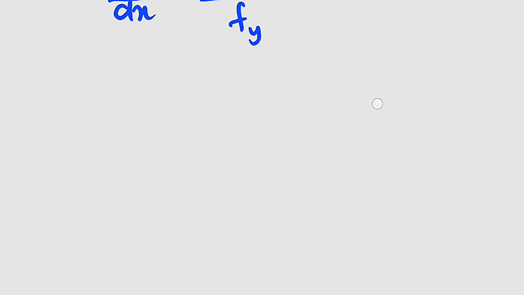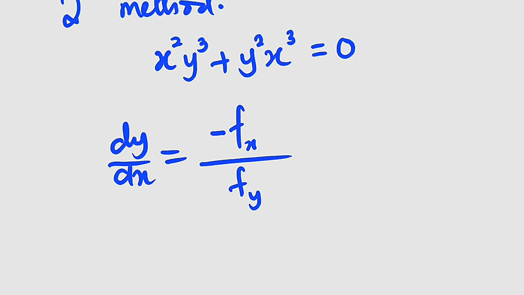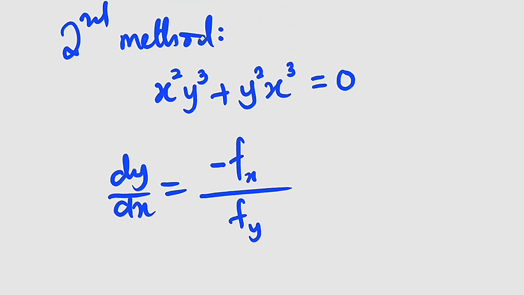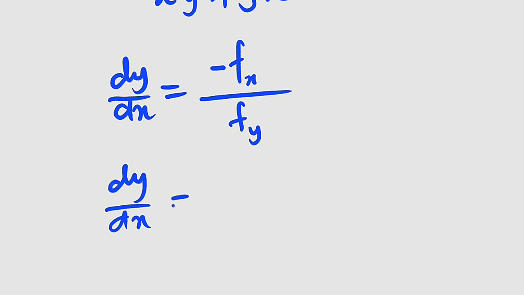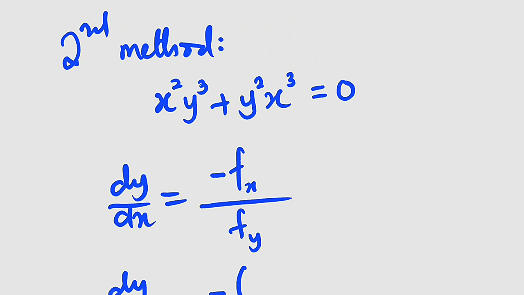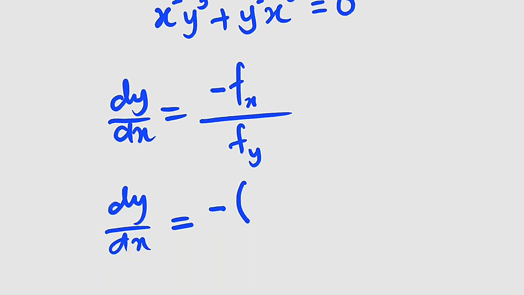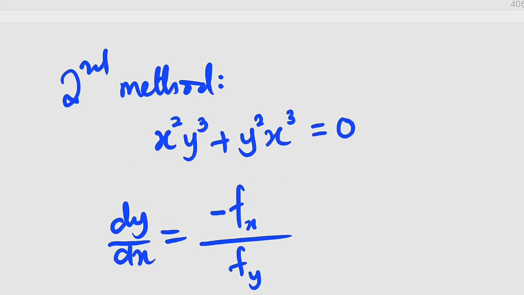So let's get started. From left to right, we want to differentiate x only, treating y as constant. Therefore, dy over dx is equal to negative the whole of the derivative with respect to x. This will remain constant. You're only going to differentiate this. If you differentiate x squared, you have 2x multiplied by y cubed. So we have 2xy cubed. You're done with this one.